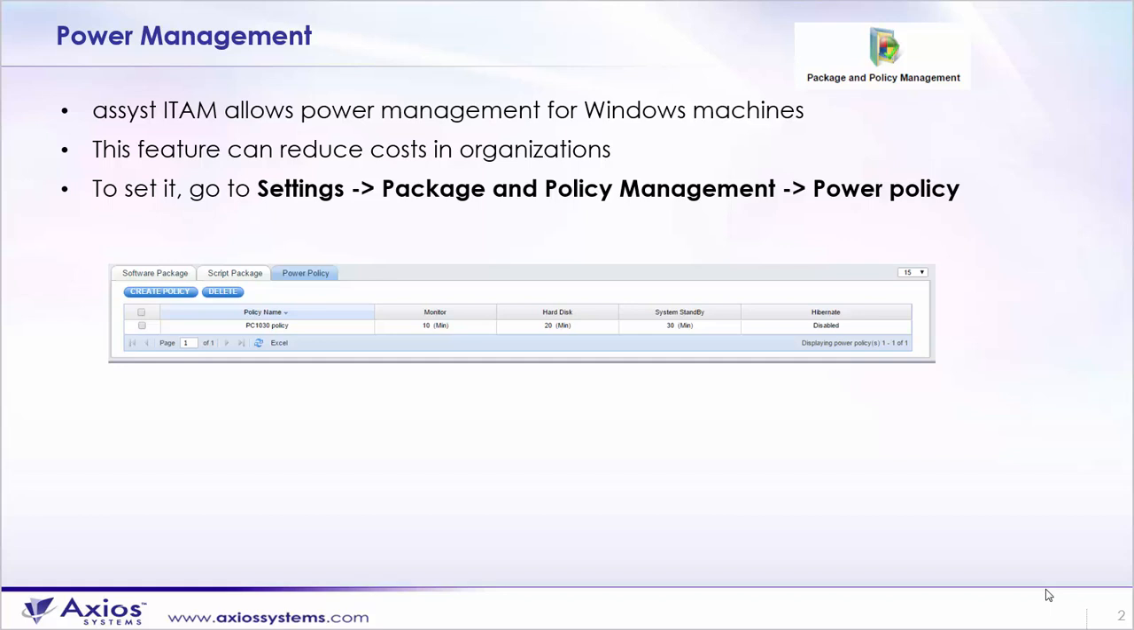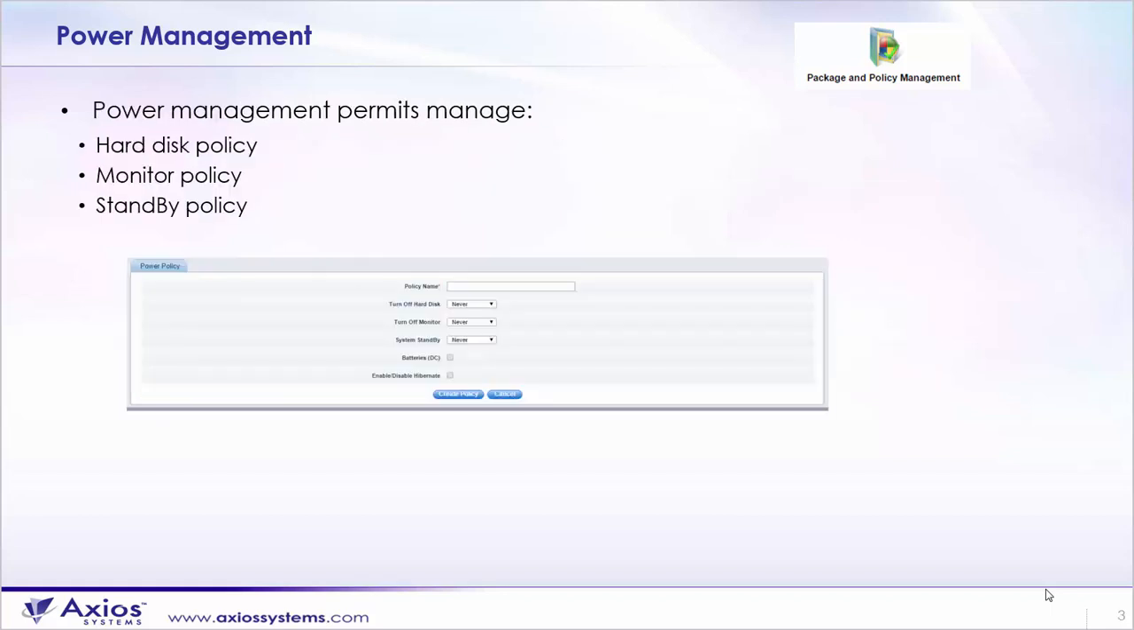To do it, we go into Settings, Package and Policy Management, and we create a power policy. We can manage hard disks, monitors, and standby policy. Upon creation, we allocate the policy as an automation task, and it will run whenever scheduled.